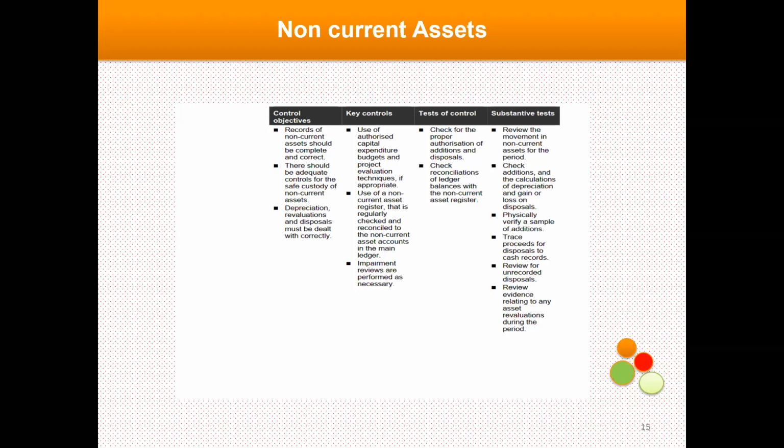Check a sample of additions. All these things help you to substantively test non-current assets. I recommend that, because these are key transaction cycles, you go through them and get familiar with them for your exams.